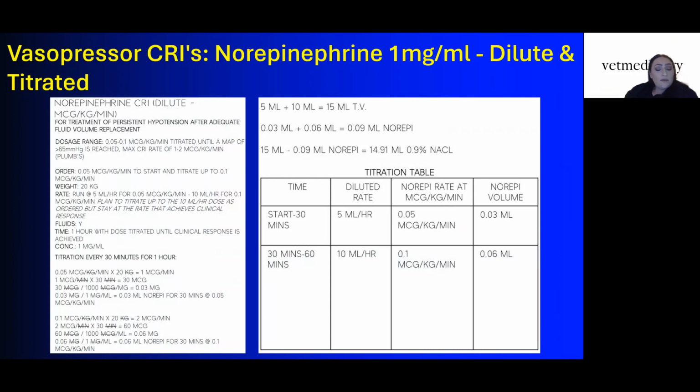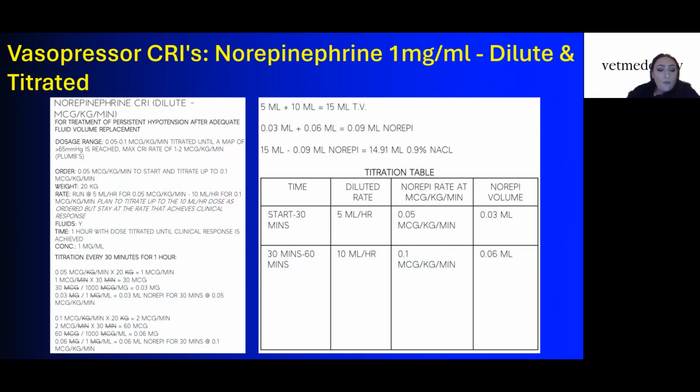So 0.05 mics per kg per minute times 20 kgs equals 1 mic a minute. 1 mic a minute times 30 minutes equals 30 micrograms. 30 micrograms divided by 1,000 mics per mg equals 0.03 milligrams. 0.03 milligrams divided by 1 mg per mil equals 0.03 mils norepi for 30 minutes at 0.05 mics per kg per minute.